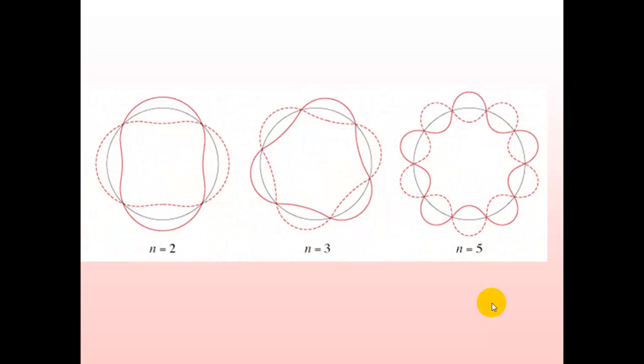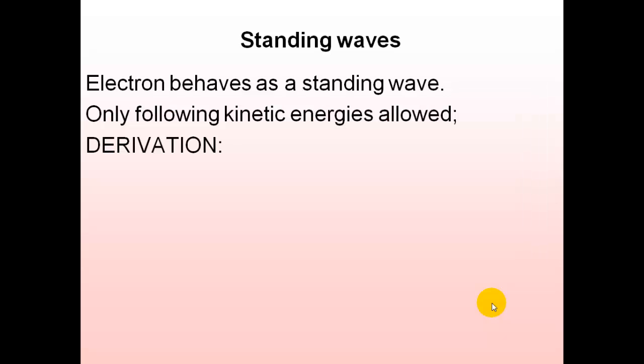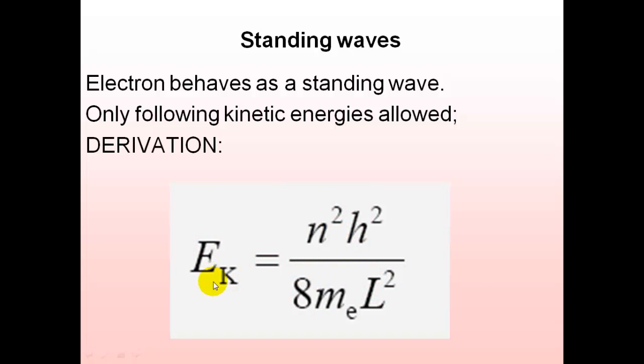And here are some examples of the wave in the box standing waves. So basically the electron behaves as a standing wave, and because only certain waves are allowed, only certain kinetic energies are allowed, and we have to know the derivation. E is the kinetic energy, m is the mass of the electron, L is the length of the box, h is Planck's constant, and n is the number of half waves.